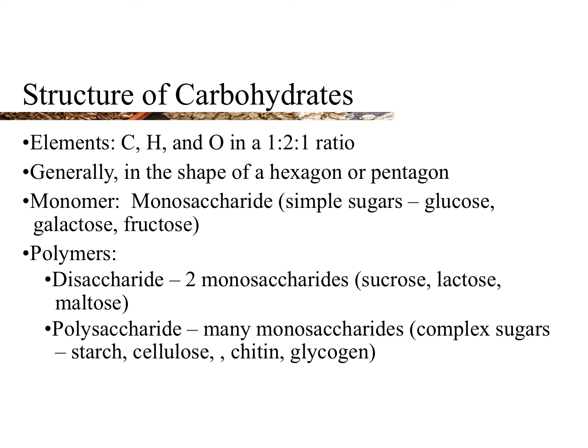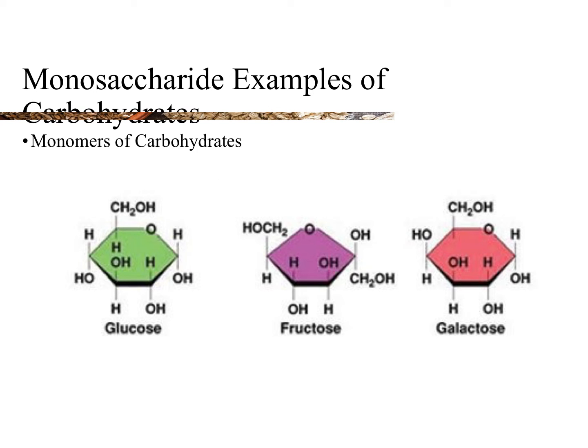These include the simple sugars, glucose, galactose, and fructose. Glucose is made by plants during the process of photosynthesis. Fructose is a fruit sugar, as mentioned previously. Polymers of carbohydrates are either disaccharides, which is made by combining 2 monosaccharides, or polysaccharides, which are made by combining many monosaccharides together. Notice here that our monomers are found in rings and are either hexagons or pentagons.